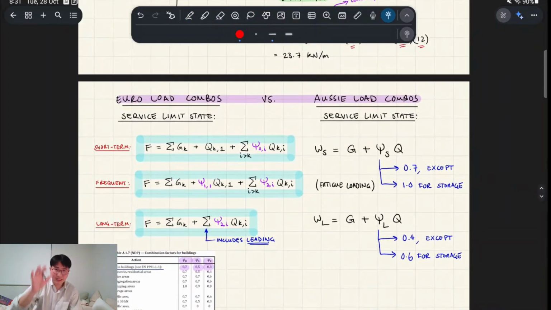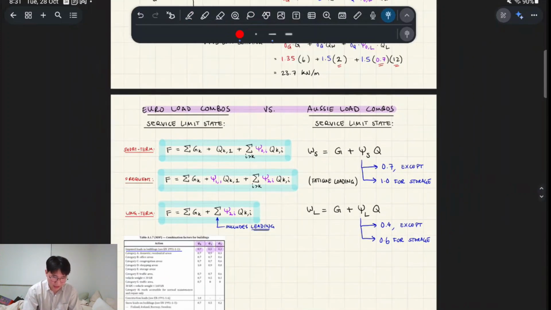Okay, so that was strength. Now we've got service, right? In service, we're dealing with 3 different load cases. We have short-term loads, frequent loads, and long-term loads. Now, frequent loads, I'm pretty sure, is fatigue loading, which in Australia is a completely separate type of analysis. You would do a higher order analysis where you use software rather than doing it as a simple hand calc. But in Eurocode, frequent loading has its own combination, right?